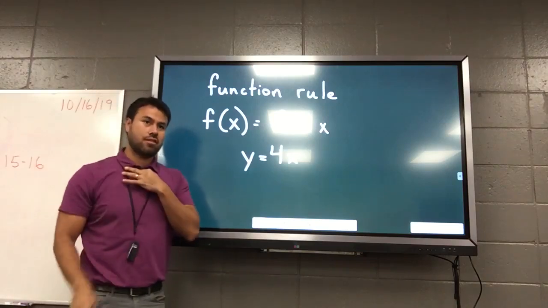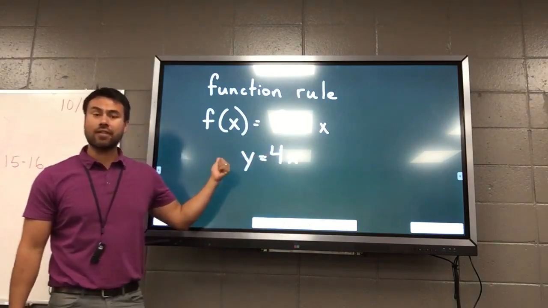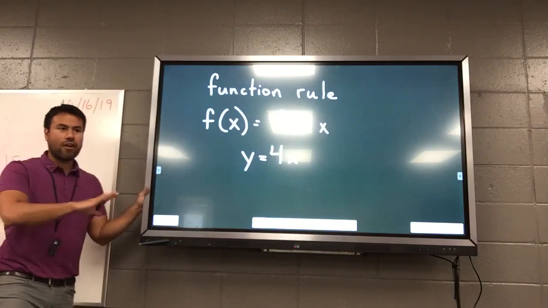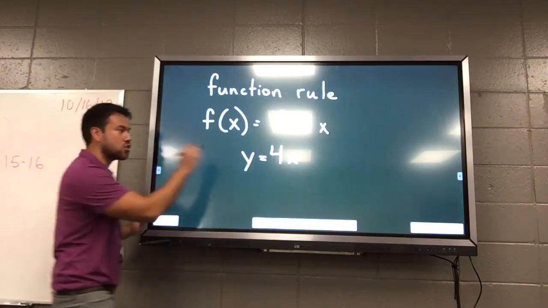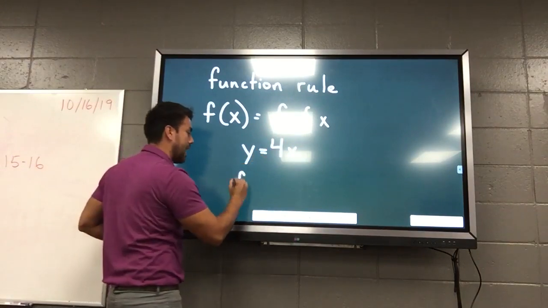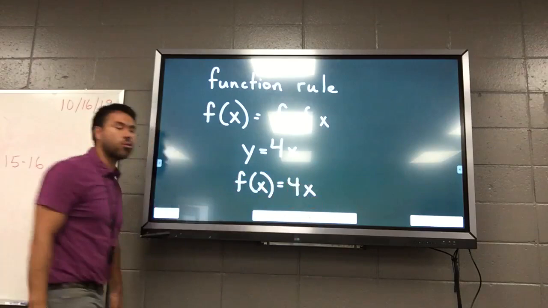Negative 2. 4 times negative 2 is going to give me negative 8. So for every input, I get exactly one output. And that's going to work with fractions, decimals, everything. That's a function rule. Another way to write this would be f of x is equal to 4x.